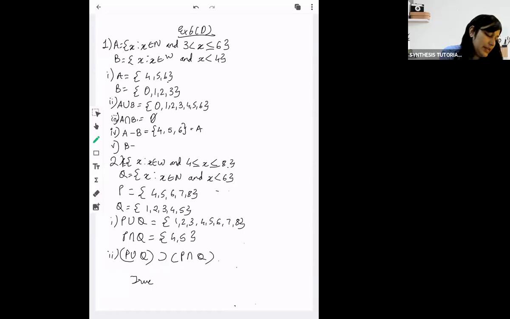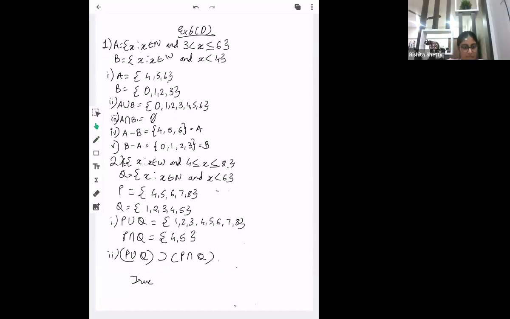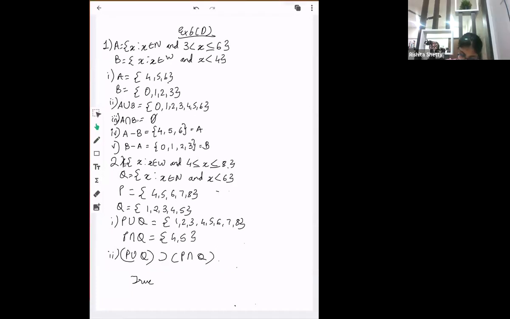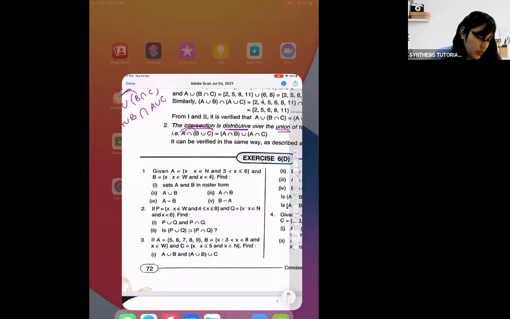Same way, B minus A. In B there is no element that is in A, so the whole set of B will come. Are you understanding, children? Have you all understood this? Yes, ma'am. Okay. Moving on to question number 2.